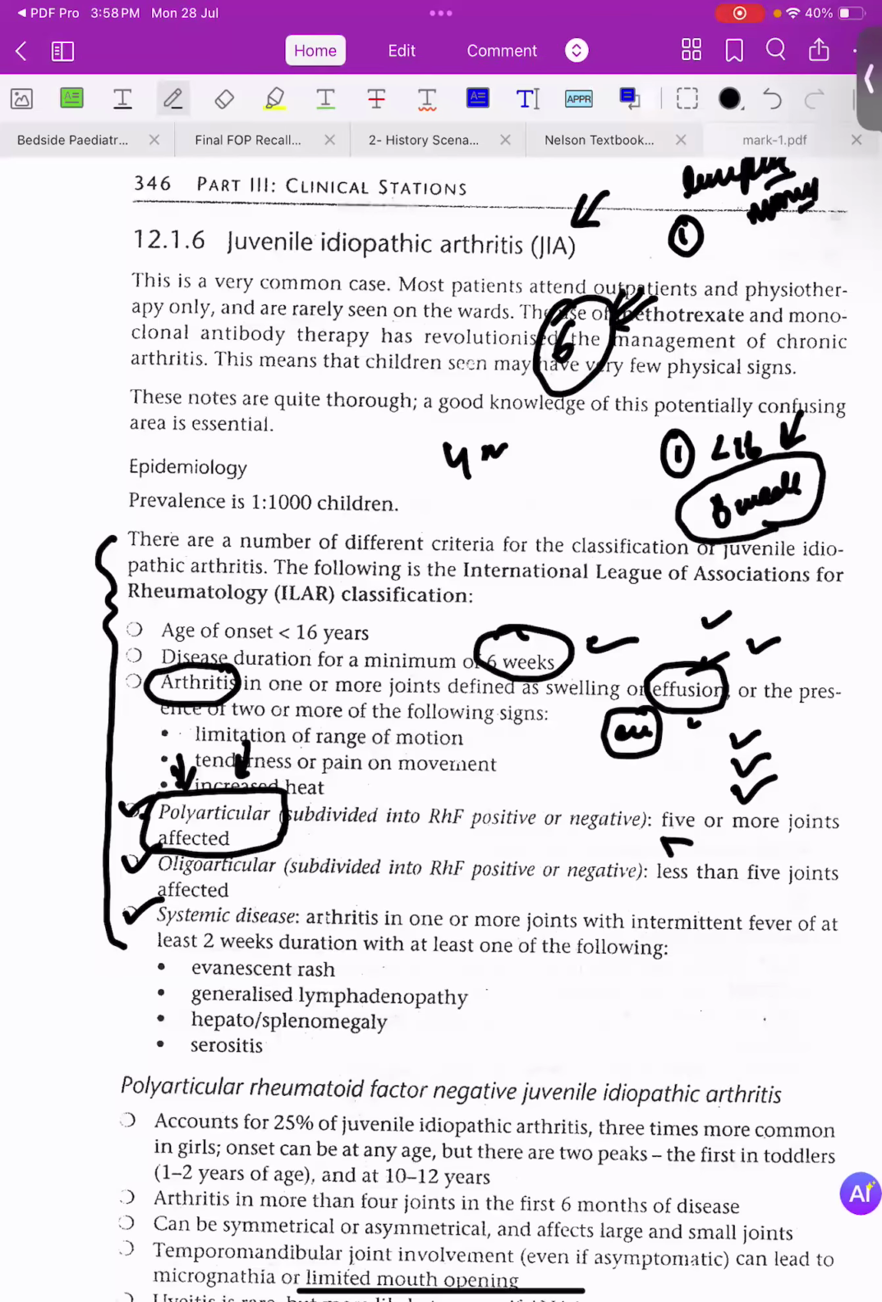You have to decide even on clinical or on your history, is that rheumatoid factor positive or is that rheumatoid factor negative? Okay, so what clinical signs or history questions will tell you this is a case of polyarticular JIA, but it's rheumatoid factor positive, and who are rheumatoid factor negative. So, Dr. Mariam, any point here?